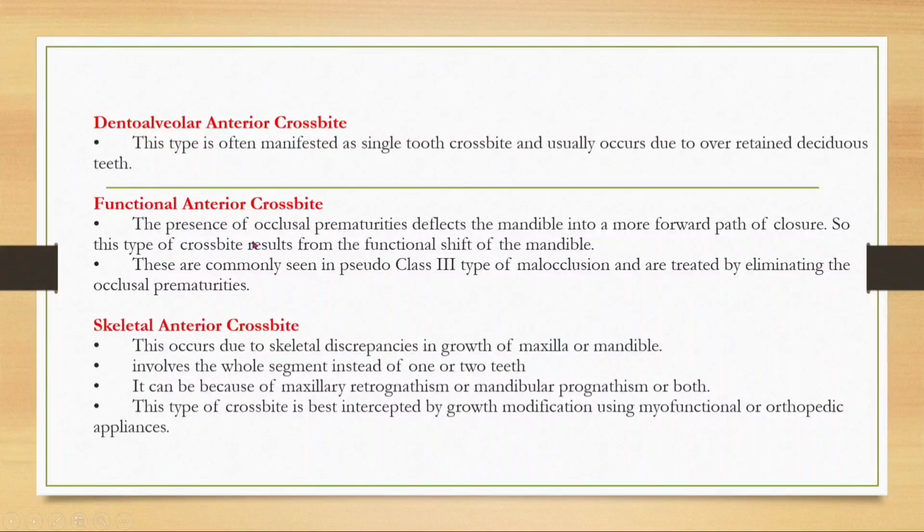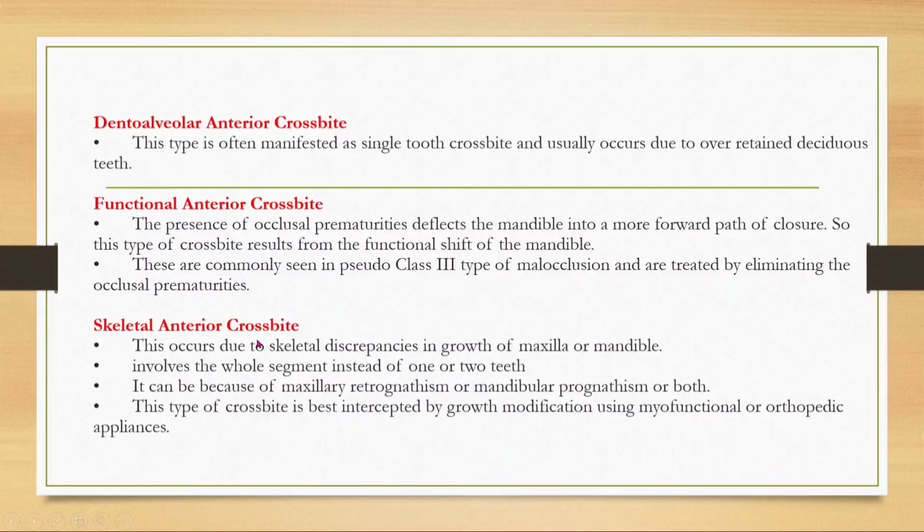Whereas in the functional one, there is the presence of occlusal prematurities, which deflect the mandible into a more forward path of closure. So this type of crossbite results from the functional shift of the mandible. It's commonly seen in pseudo class 3 and it can be easily treated by eliminating this occlusal prematurity. It is a functional one.